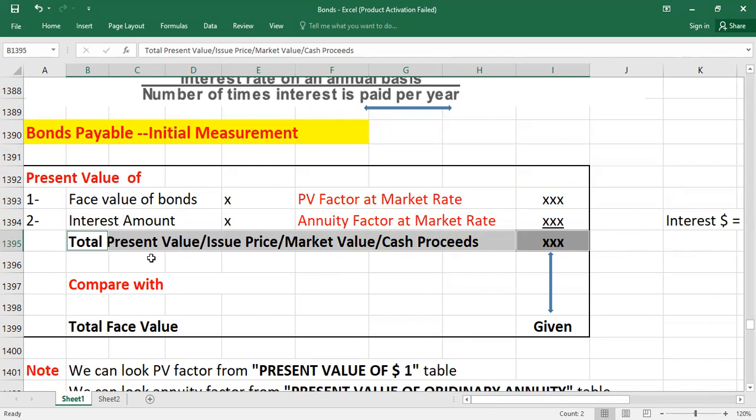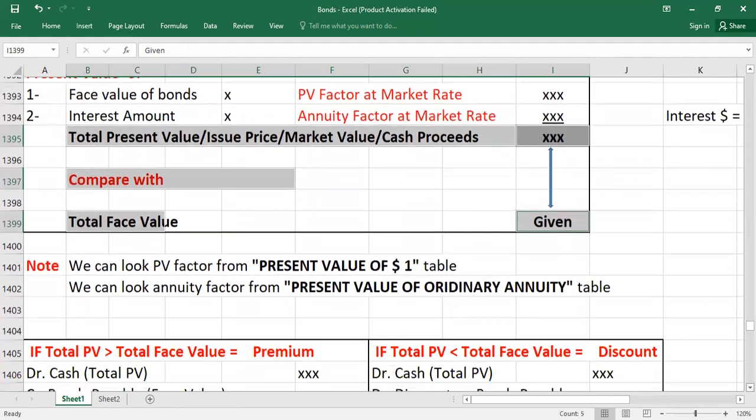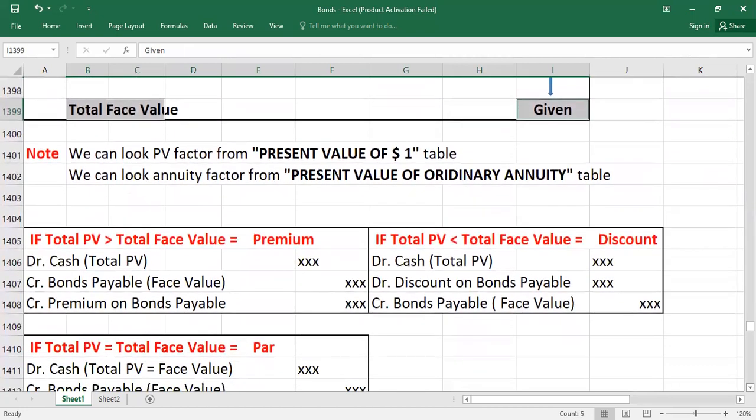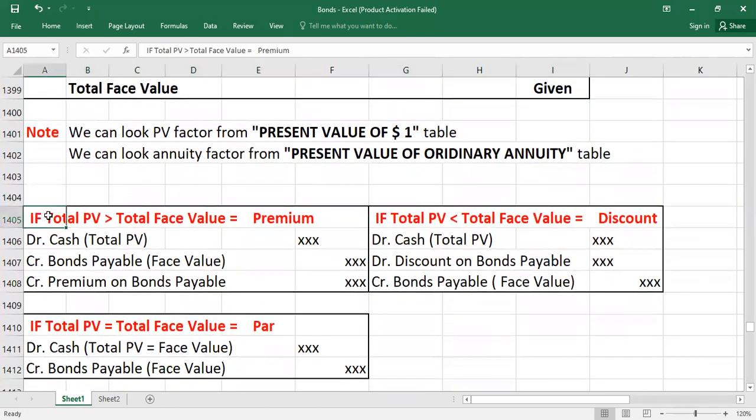So this total present value you will compare with the total face value, which will be given. Of course, the difference will be either the amount of premium or discount. So how can we decide whether it is a premium or discount? Here we have three scenarios. If your total present value is greater than total face value, it is called a premium.